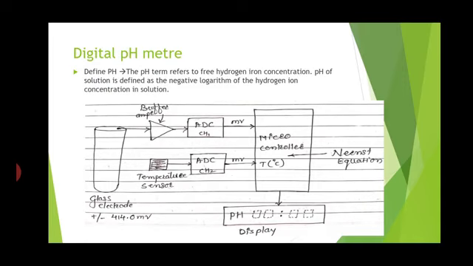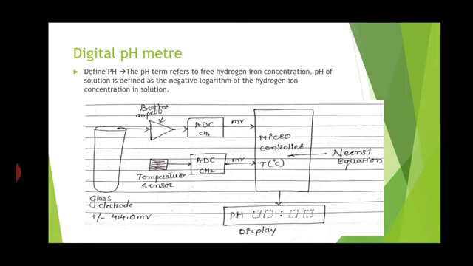Now we will see the digital pH meter. First we will see the definition of a pH meter. The pH term refers to free hydrogen ion concentration. The pH of a solution is defined as the negative logarithm of the hydrogen ion concentration in solution.